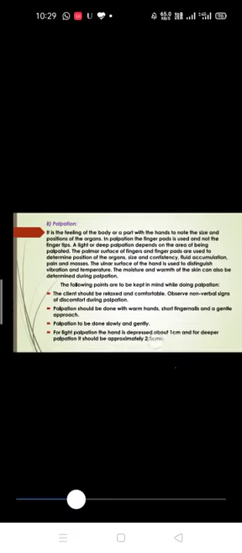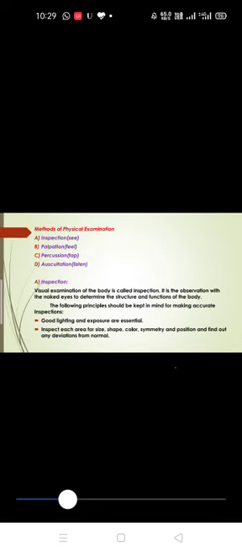So for the methods of physical examination, we have four methods: inspection, palpation, percussion, and auscultation. I have explained all four methods. First, inspection means to just see and understand the condition of the body structure. Then palpation means you will feel and understand the condition. And percussion means you will tap, and with the sounds produced while tapping, you will understand the condition of the body. Then auscultation means you will listen to the sounds with the help of a stethoscope. That is the auscultation. So all are clear with these four methods of physical examination.